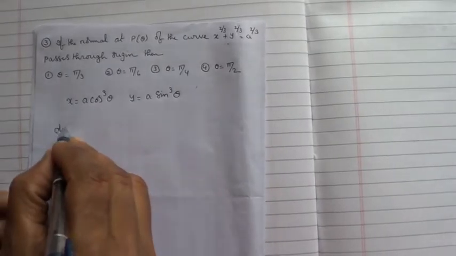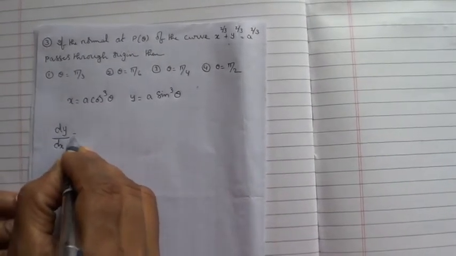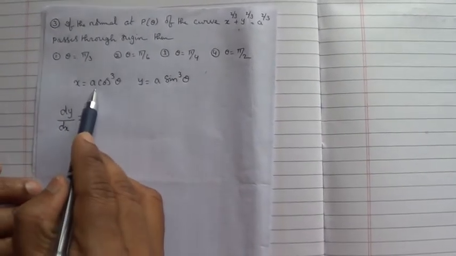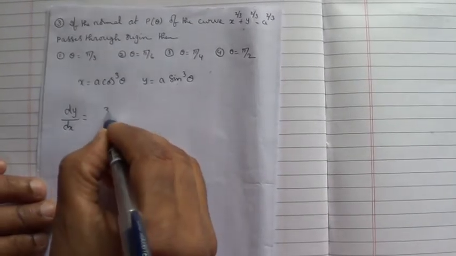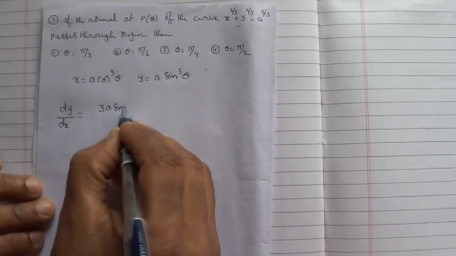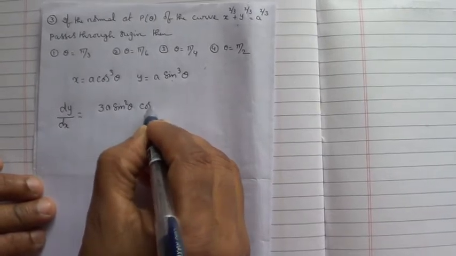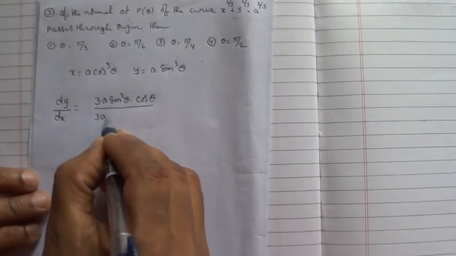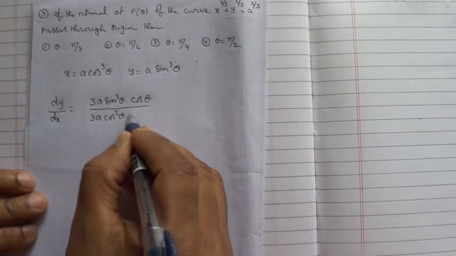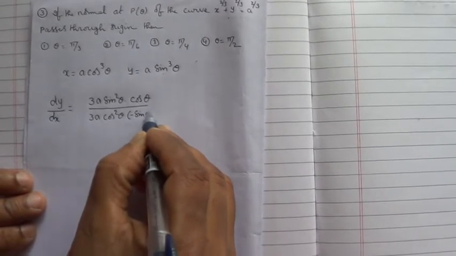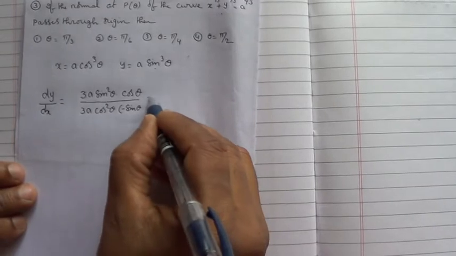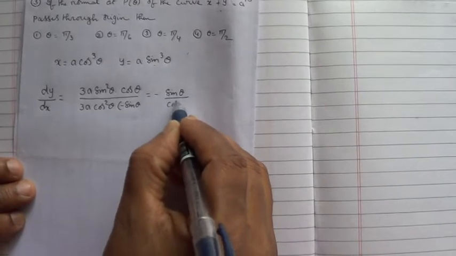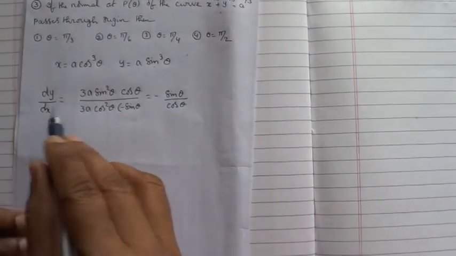Now differentiate this. I am finding dy/dx, which is dy/d theta divided by dx/d theta. Its differentiation equals 3a sin squared theta into the differentiation of sin theta, which is cos theta. Next, dx/d theta equals 3a cos squared theta into the differentiation of cos theta, which is minus sin theta. Tell me, what about this simplification? We get minus sin theta divided by cos theta. That is dy/dx.